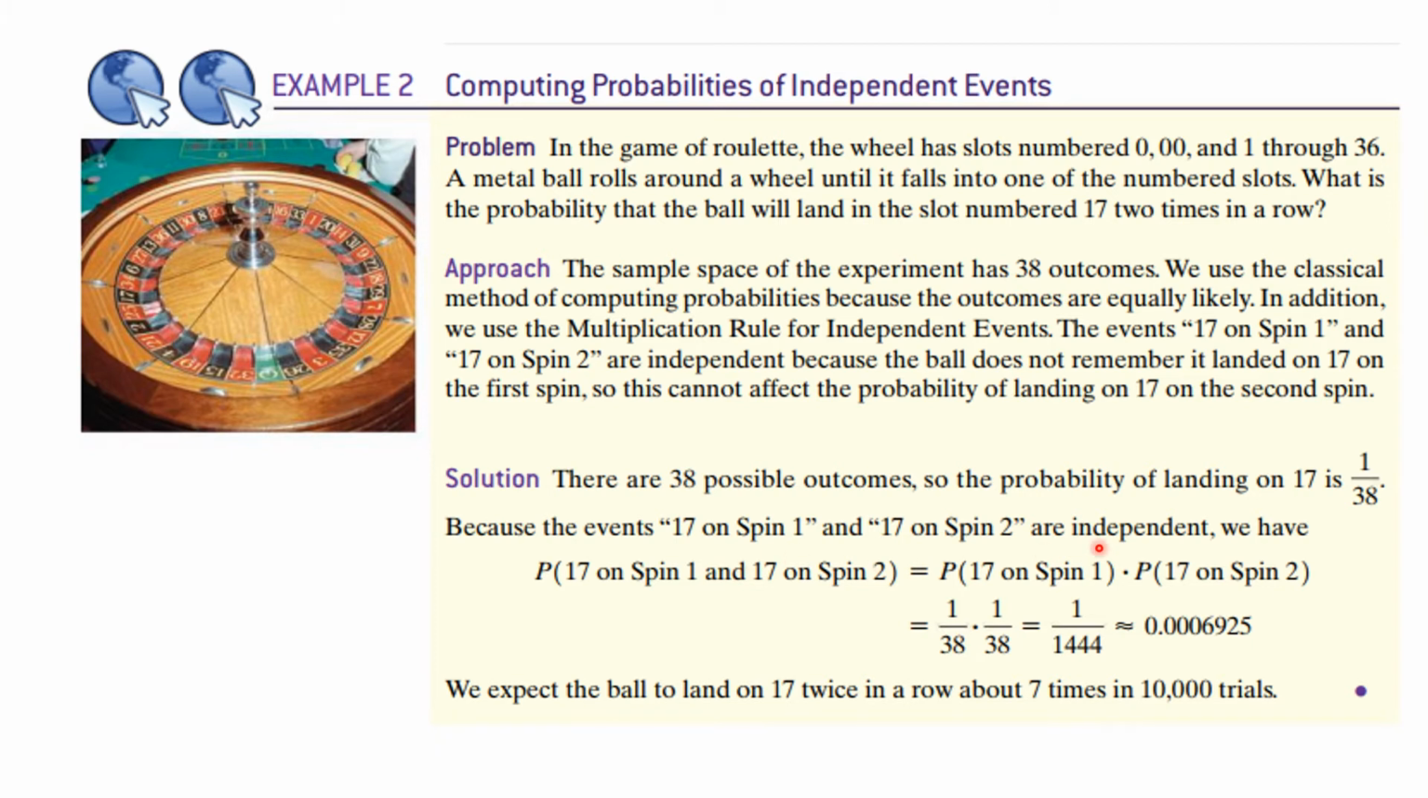And the events are independent, so when we take the and of them, it's going to be the product. So it's 1 over 38 times 1 over 38, or 1 over 1444. If you did a calculation of this with a calculator, you would say that we expect the ball to land on 17 twice in a row about 17 times in 10,000 tries, because that's what this number represents.